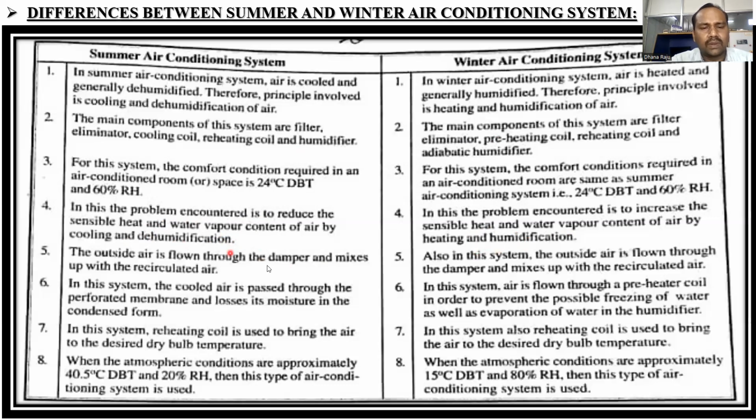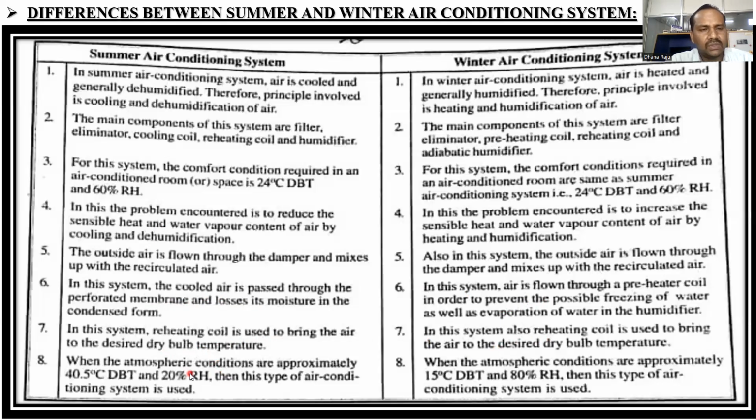So outside air flows through the damper and mixes with the recirculated air. Here also the same outside air flows through the damper and mixes with the recirculated air. So in this system, cooled air passes through a peripheral membrane and loses its moisture, so it is acting as a dehumidifier membrane. Whereas after the preheating coil, it passes through the humidifier, where water is added to the air so that it is humidified. Reheating coil is used to bring the air to the desired drivable temperature. Here also the reheating coil is used to bring air to the desired temperature.